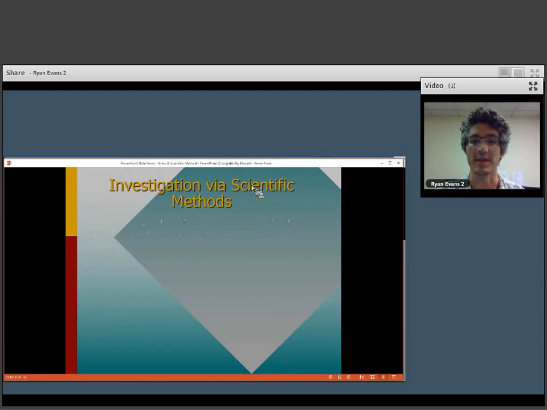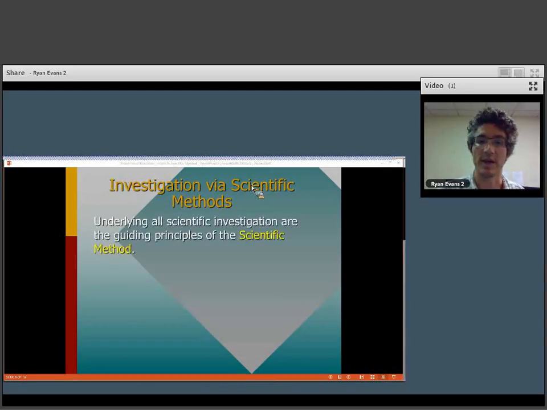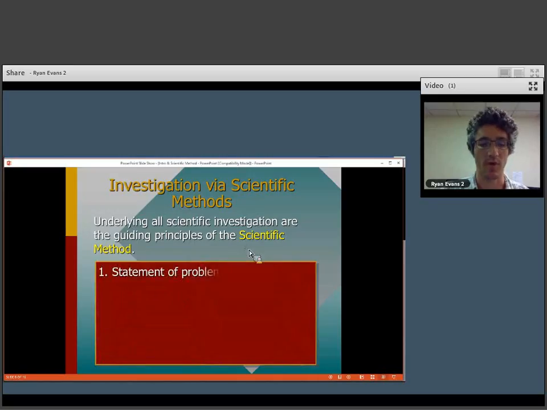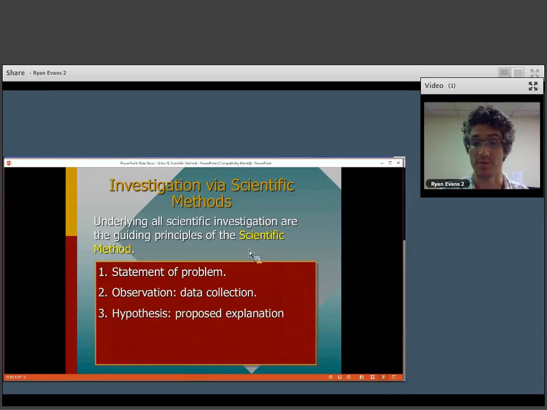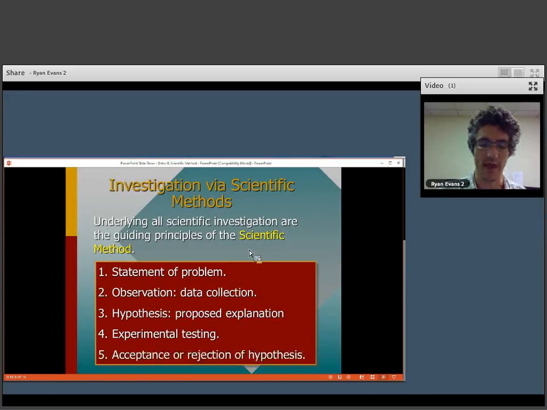This is the scientific method, the investigation via scientific methods. Underlying all scientific investigations are the guiding principles of the scientific method. These principles are: statement of the problem; observation, where you collect data; hypothesis, a proposed explanation; and experimental testing. In that experiment you test, and then by analyzing the data from the experiment, you either accept or reject your hypothesis.